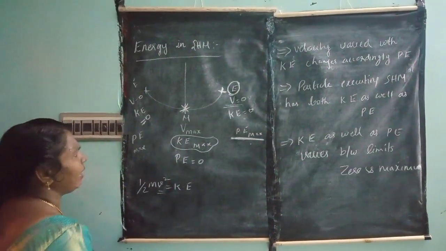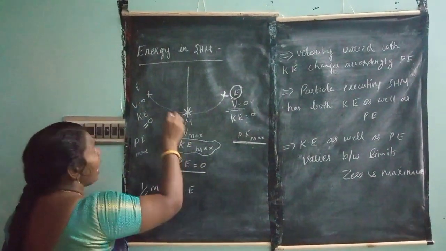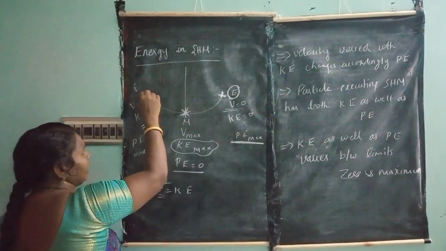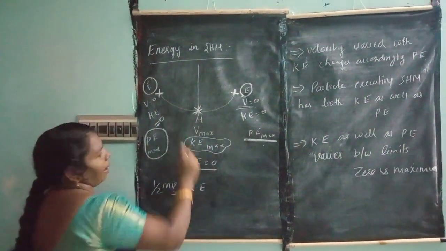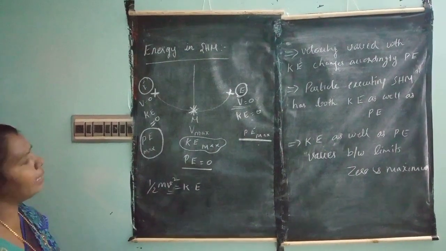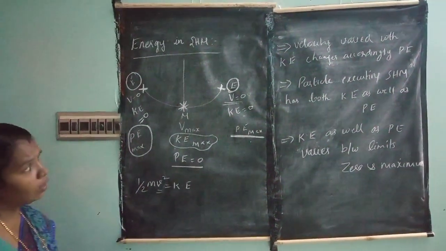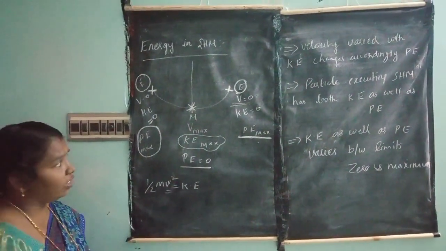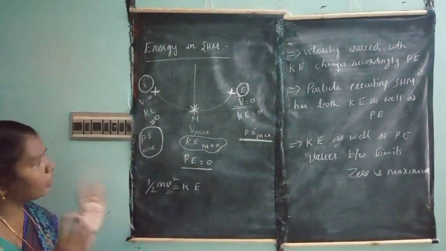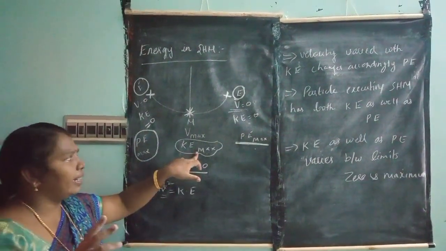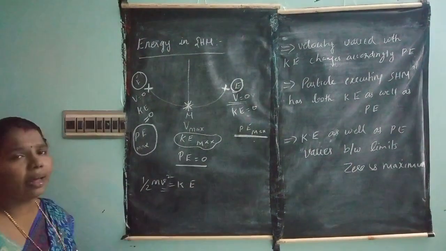What about the mean position? The potential energy is 0. Similarly, at the extreme position in the negative direction, the potential energy is again maximum. When I talk about mechanical energy, it possesses both potential and kinetic energy. For your understanding of the concept, I am explaining where the kinetic energy is maximum and where the potential energy is maximum according to their definitions.